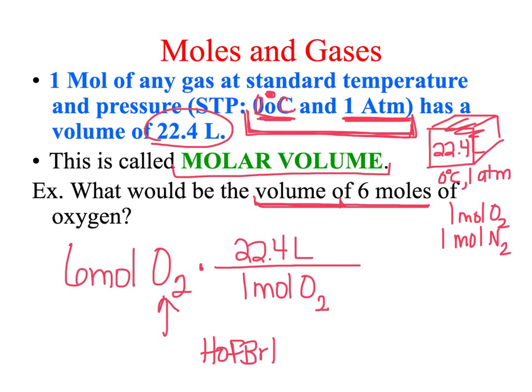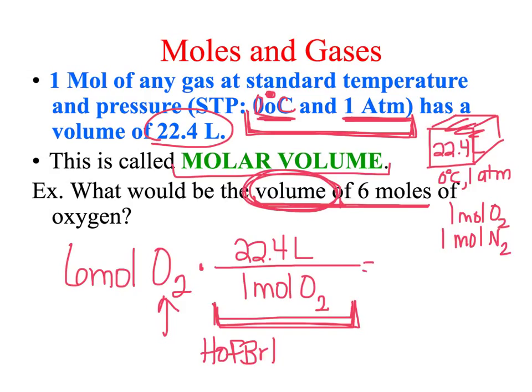Now, if they asked how much it weighed, we would not use this conversion. We would look up how much it weighs on the periodic table. If they asked how many molecules of oxygen we have, then we would use our 6.02 times 10 to the 23rd. But they're asking how much space it's going to take up. And this is our conversion for how much space it's going to take up.